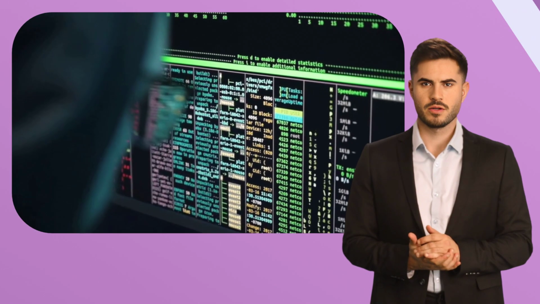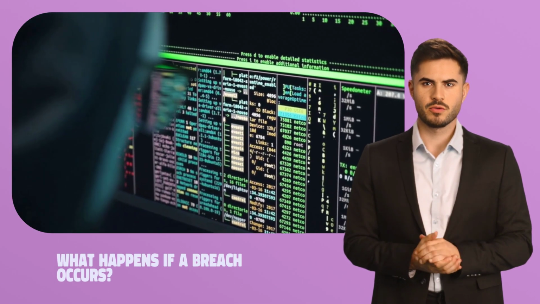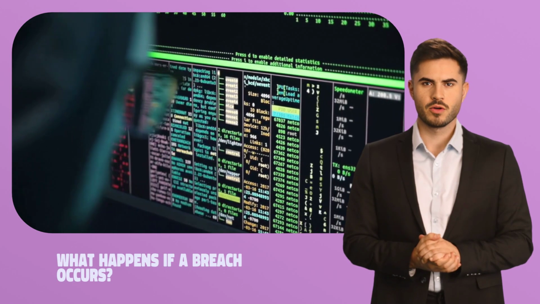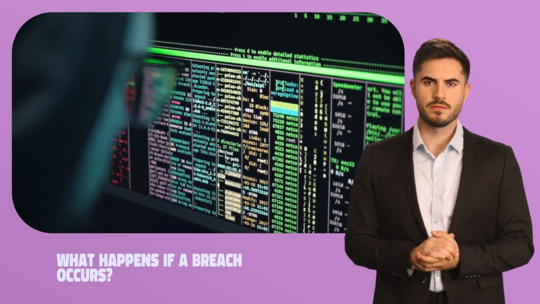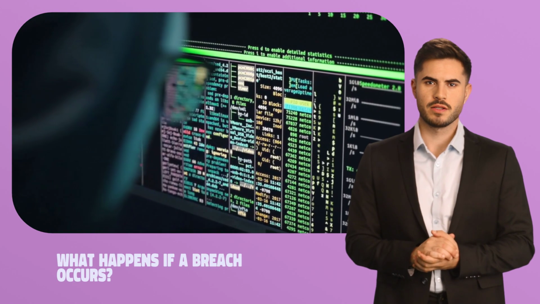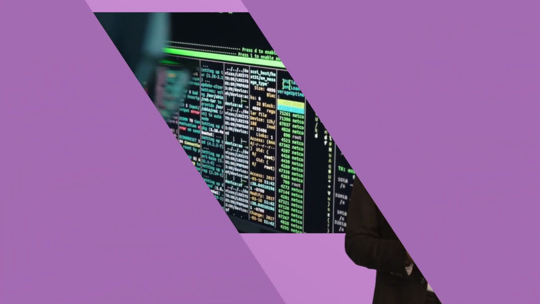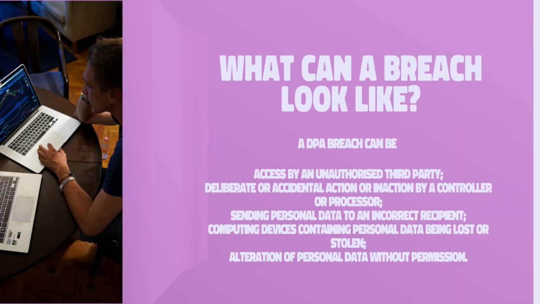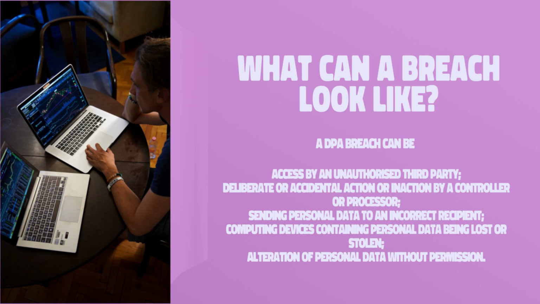If a breach is to occur at work, it is important to ensure you let your data protection officer or data controller know as soon as possible. Breaches can be controlled and contained if the right people know about it. A DPA breach can be access by an unauthorized third party, deliberate or accidental action or inaction by a controller or processor, sending personal data to an incorrect recipient, computing devices containing personal data being lost or stolen, alteration of personal data without permission.